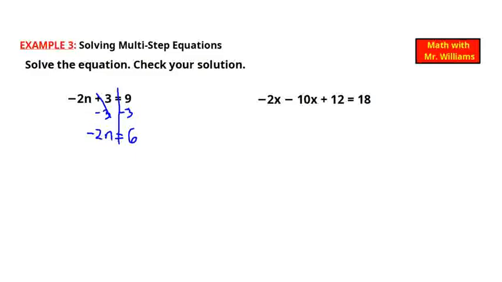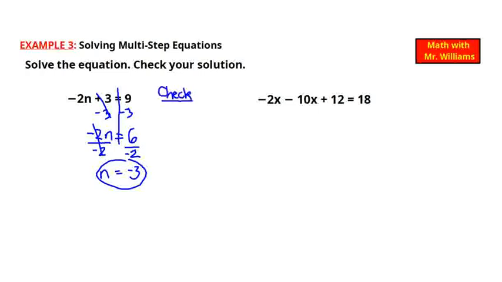Now we see it's negative 2 times n, so we're going to go ahead and cancel out the multiplication by dividing by negative 2 on both sides. Canceling out the negative 2 on the left, leaving us n equals a negative 3 as an answer. Let's go ahead and check it.